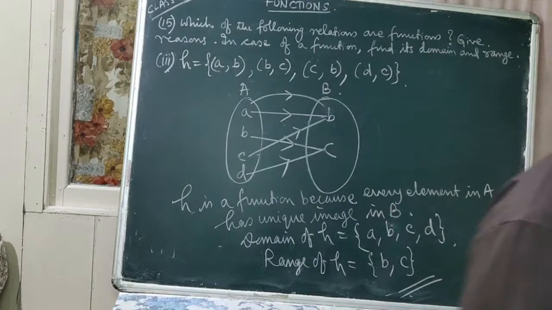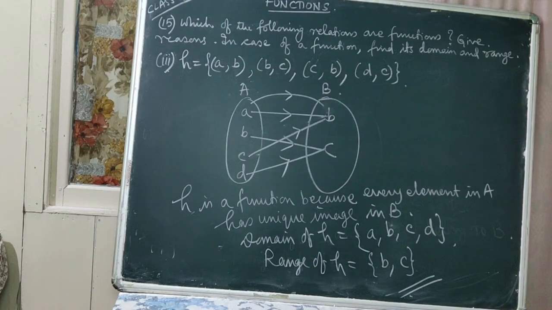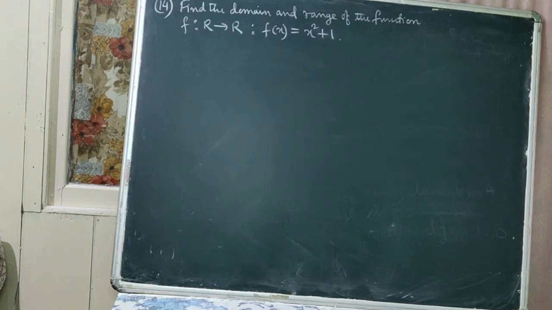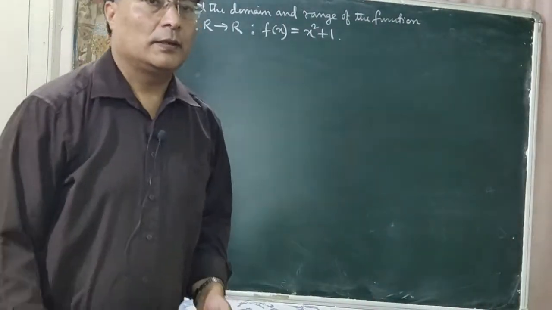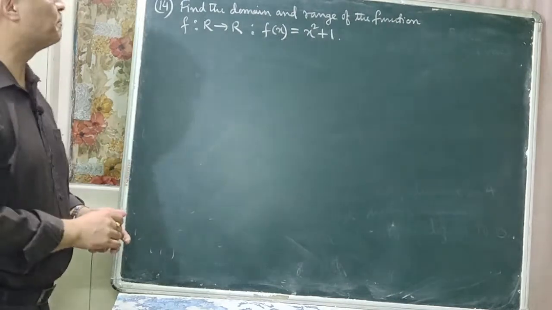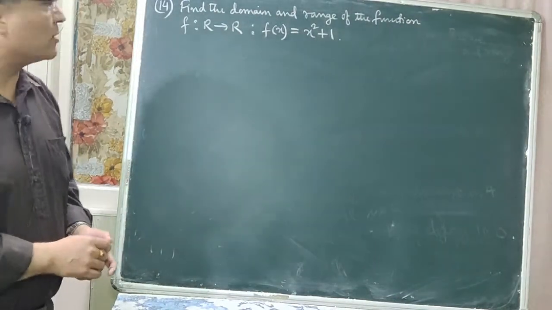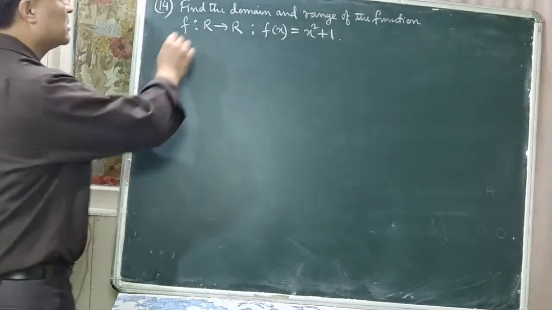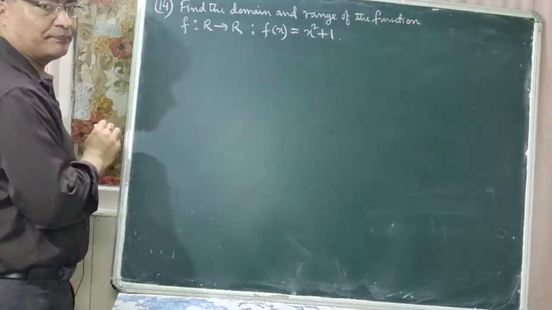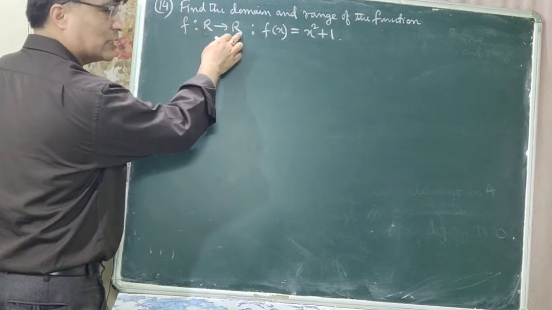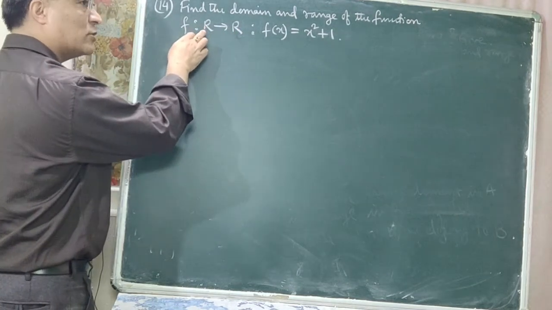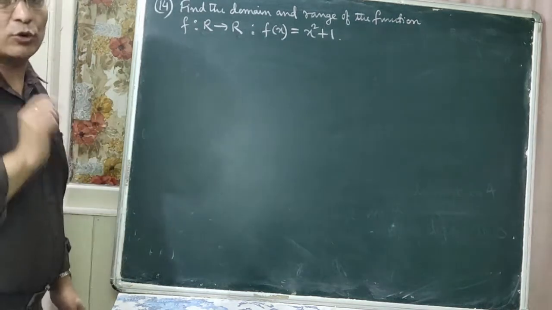Now we'll do the next question. So now let's do question number 14. Find the domain and range of the function f such that this is real to real number. R is the set of real numbers. This R is also the set of real numbers. First R is known as the domain and the second R is known as the codomain.